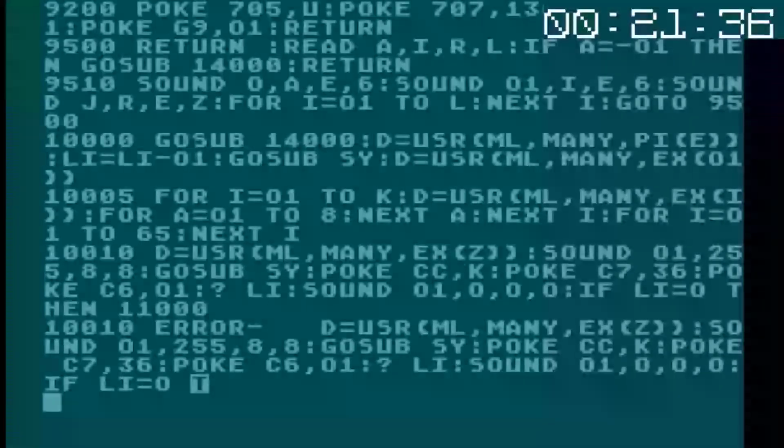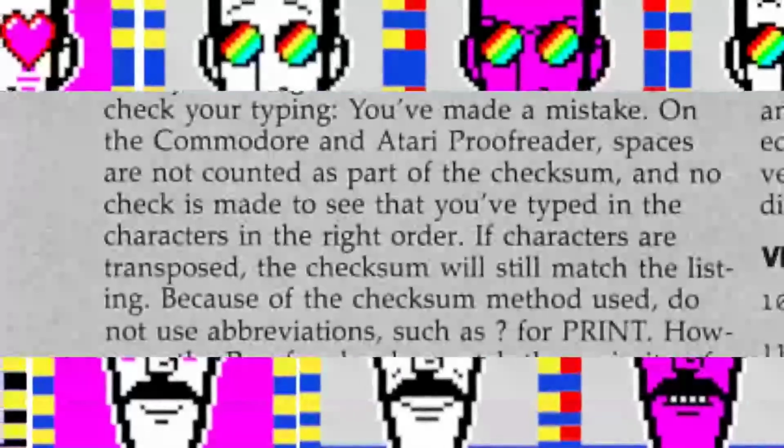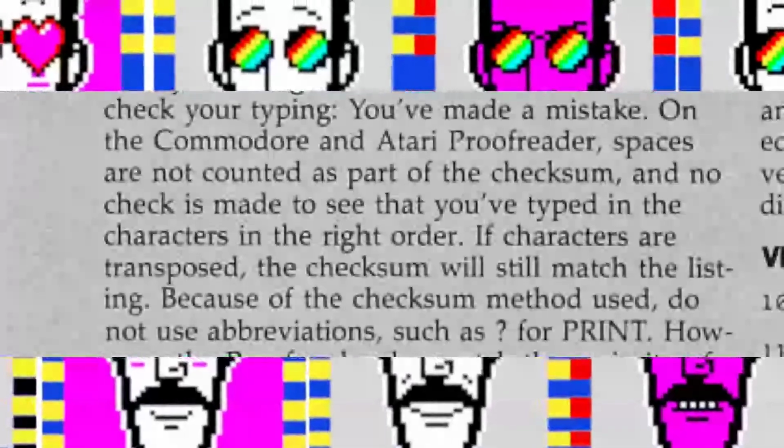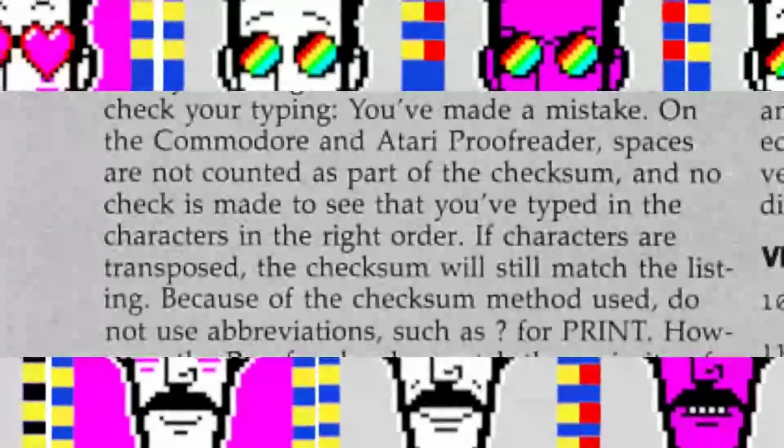Turns out you can only have 3 lines in Atari Basic. You can, however, use shortcuts to get you into the space, but the Proofreader program says not to use shortcuts because that makes the checksum invalid.